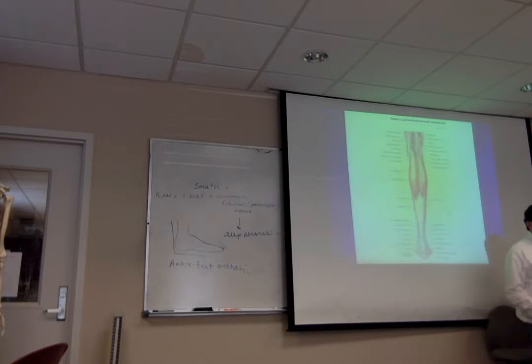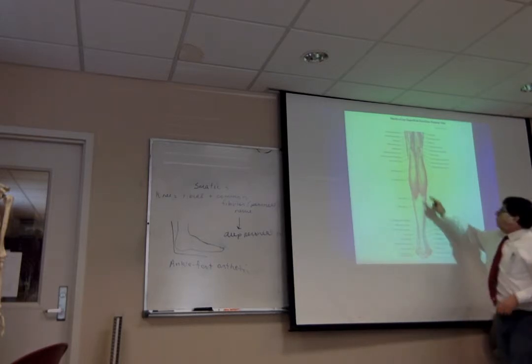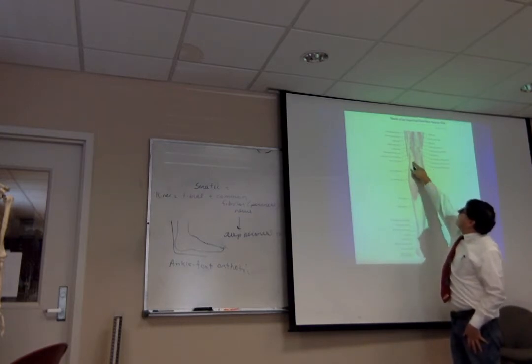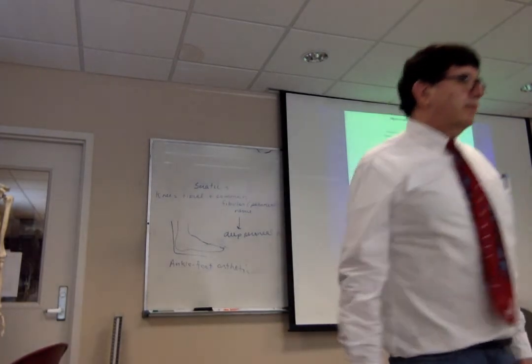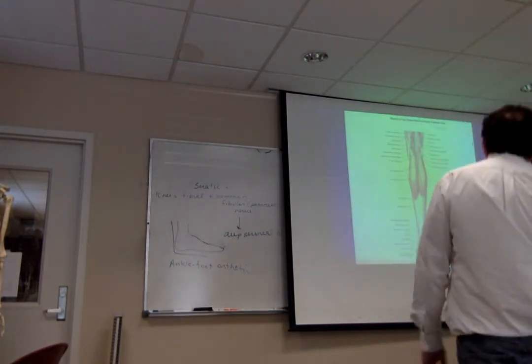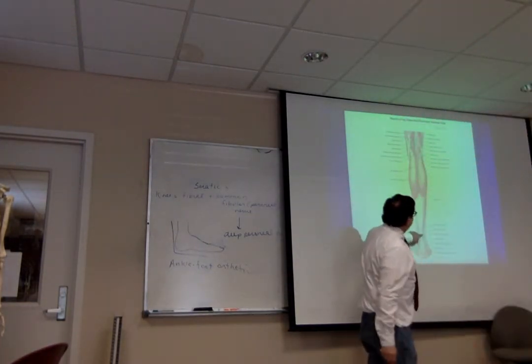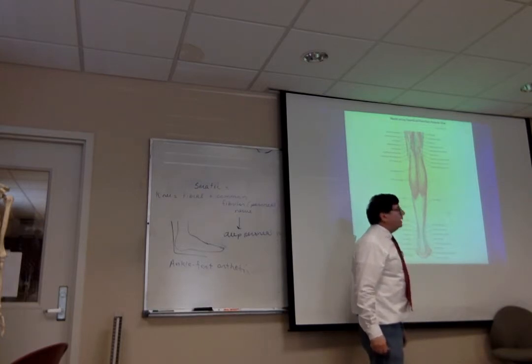Now, if we turn the leg around, this muscle that you see on the surface is called the gastrocnemius. The gastrocnemius originates from the medial and lateral condyles of the femur. And it inserts upon the calcaneus through the Achilles tendon or the calcaneal tendon.